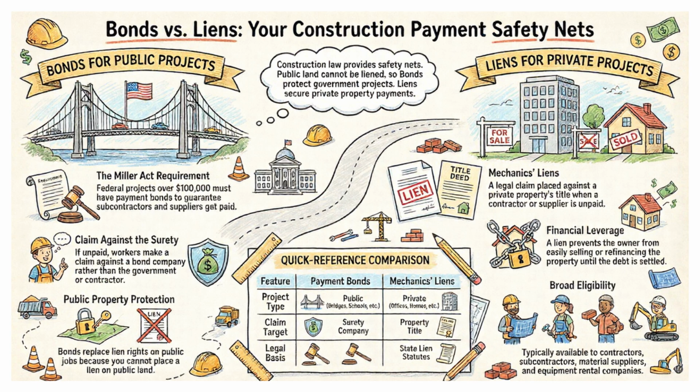All right, this slide is a masterpiece of visual storytelling. So let's break it down. Bonds for public projects. See that beautiful bridge with the American flag? That's public infrastructure, baby. And public land can't be liened, so bonds protect government projects. The Miller Act requirement. Federal projects over $100,000 must have payment bonds to guarantee subcontractors and suppliers get paid.